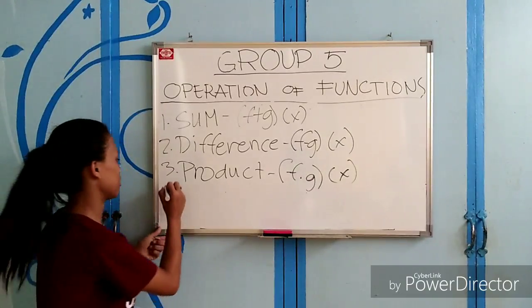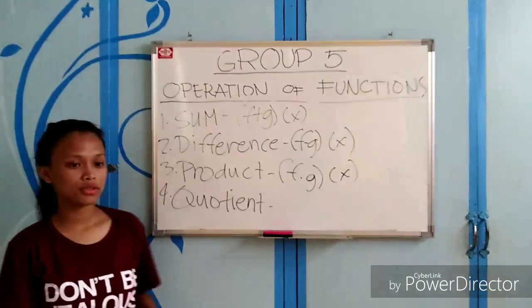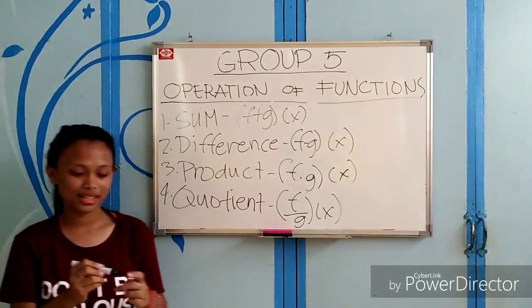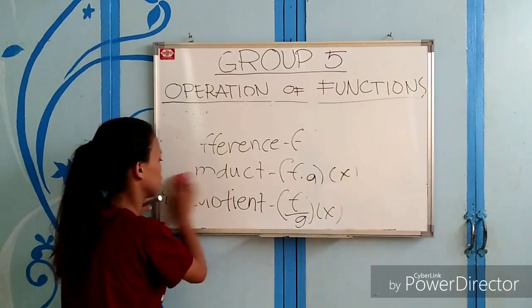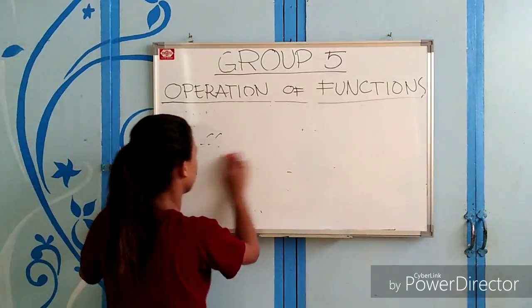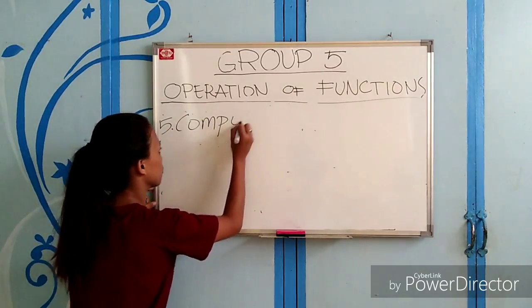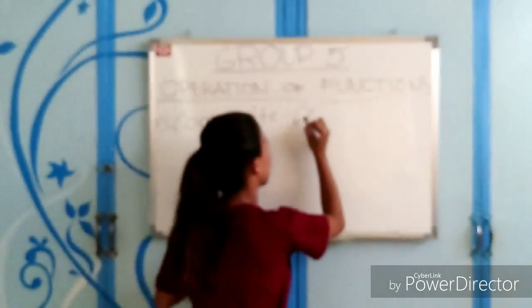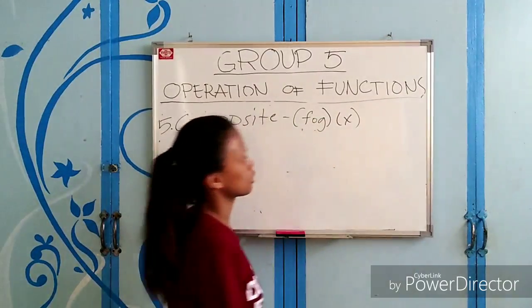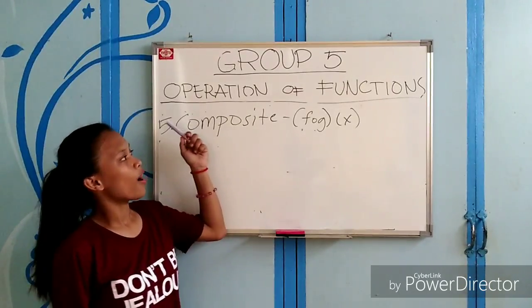And number 4 is the quotient, with the formula of f divided by g of x. And lastly is the composite, with the formula of f composed of g of x. Afterwards, my partners will be going to discuss how the operations work.